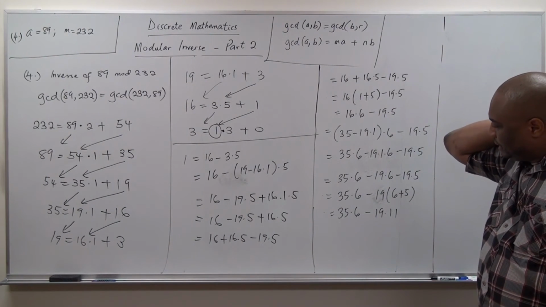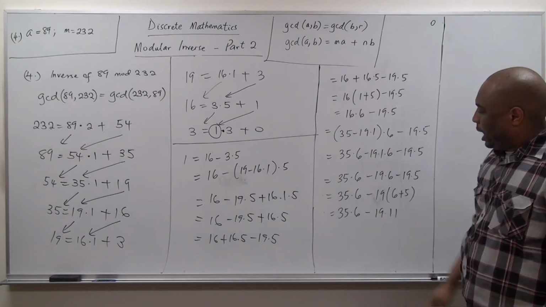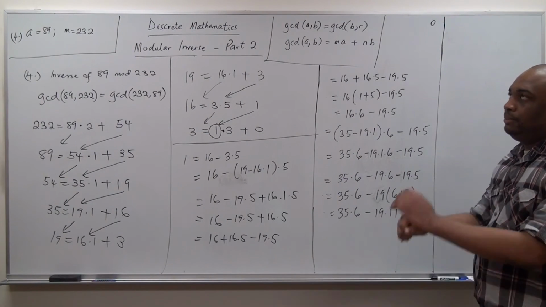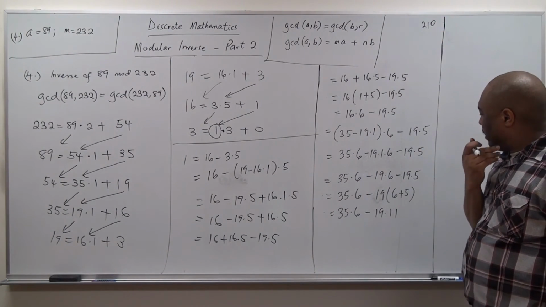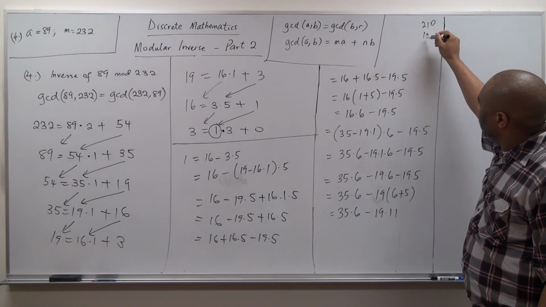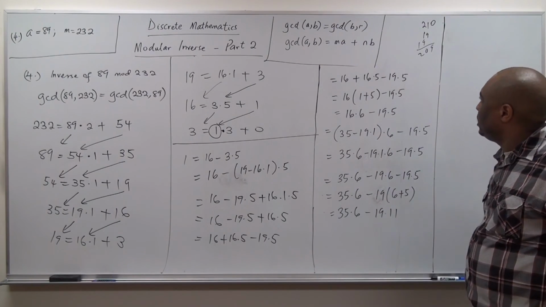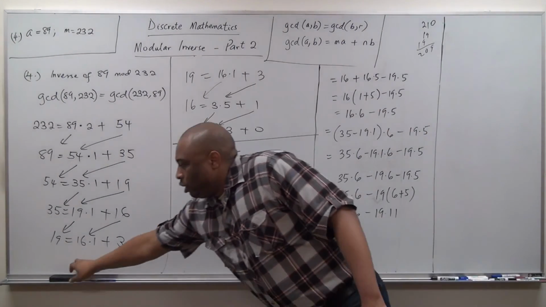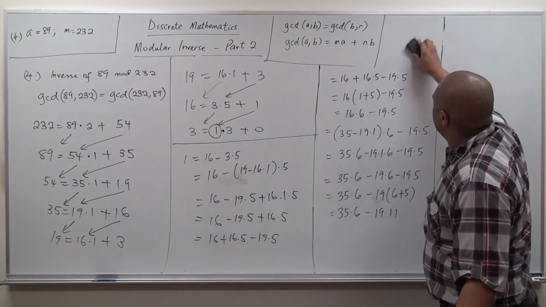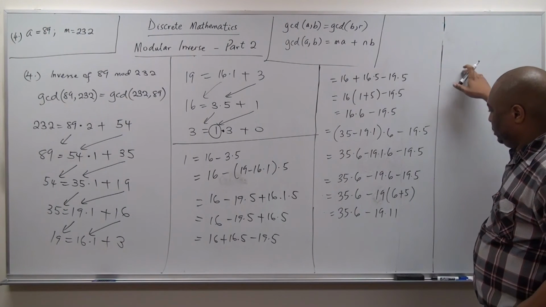35 times 6 will be 6 times 5 is 30, carry 3, 6 times 3, 18 plus 3 is 21. And 19 times 11 is 209. Okay, 210 minus 209 will give us 1. Okay, that's fine. So I will start from here now so that you know.